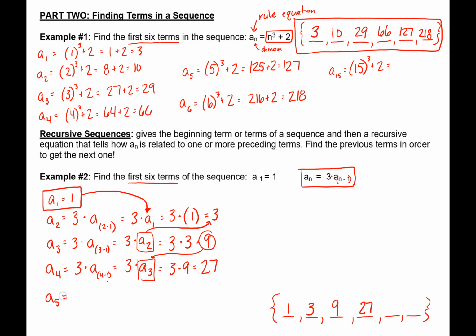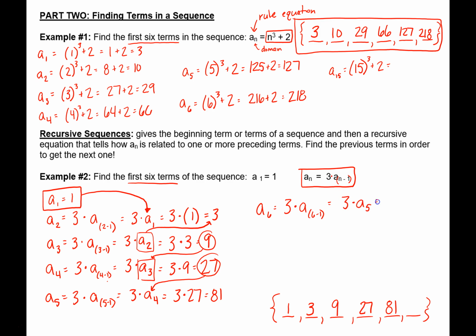And again, we're trying to get those first 6 terms, so I'm going to keep right on going with this. I'm going to do 5 minus 1, which is a sub 4. So that means this 27, because that is a sub 4, gets substituted in for that fourth number in the list. That gives me my fifth number of 81, and I still have to do a sub 6 as well. 3 times a sub 6 minus 1 is 3 times a sub 5. A sub 5 I just found out was equal to 81, so I'm going to substitute that in. 3 times 81, and that's going to be a nice big number. It's going to be 243.